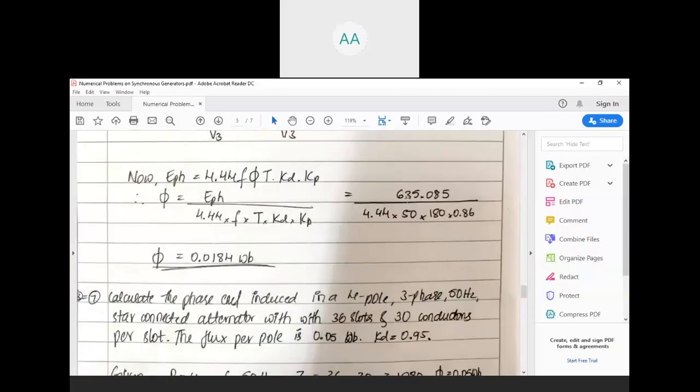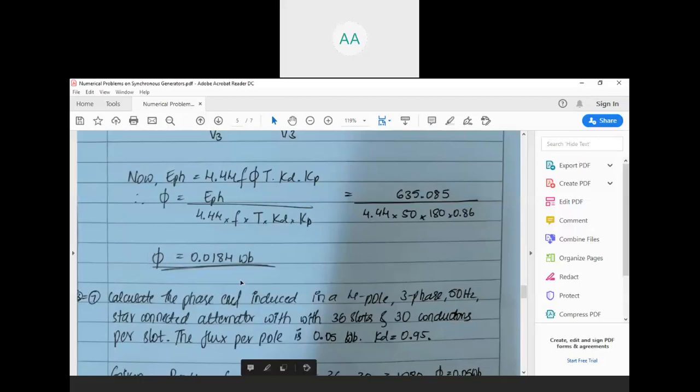EPH is substituted as 635.085 volts, 4.44. The frequency is 50 hertz. Turns per phase is 180, and Kd is 0.86 and Kp is 1. So I have not substituted 1 here. So you can directly take the value of flux to be 0.0184 Weber.